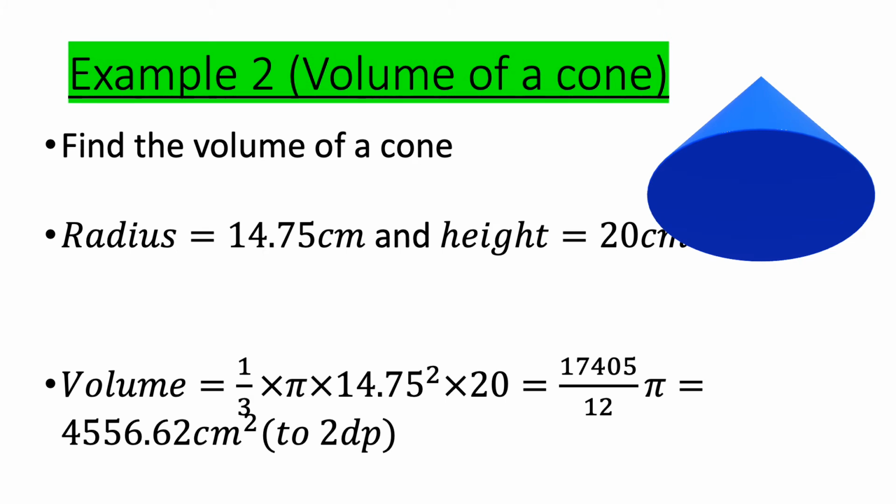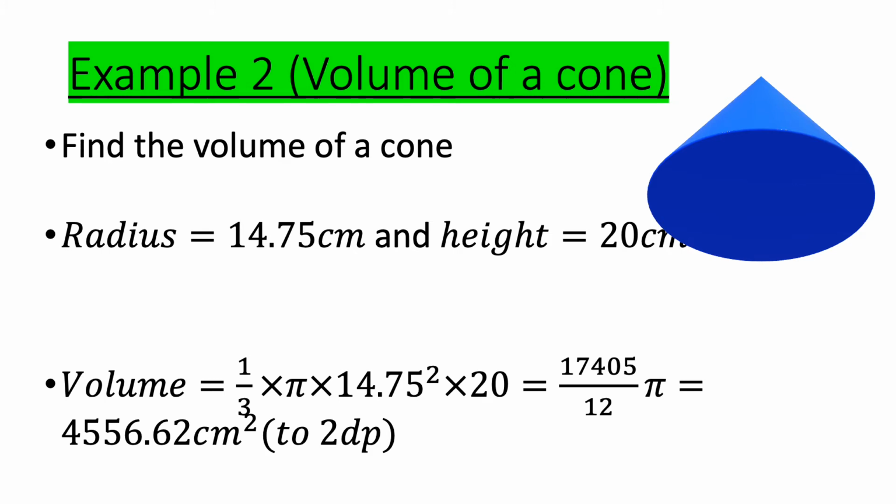Right, guys, example 2, volume of a cone. Find out the volume of a cone where the radius is 14.75 and the height is 20 centimeters. So the volume is 1/3 times pi times the radius squared, which is 14.75 squared, multiplied by the height, which is 20.